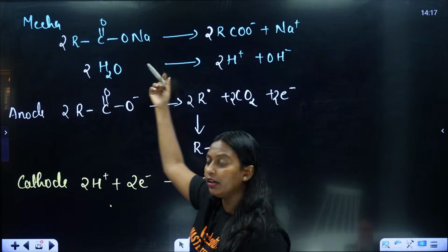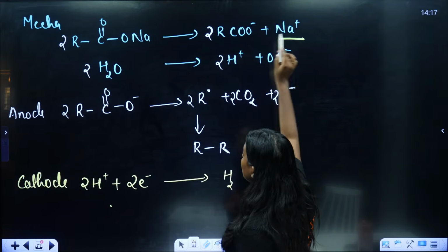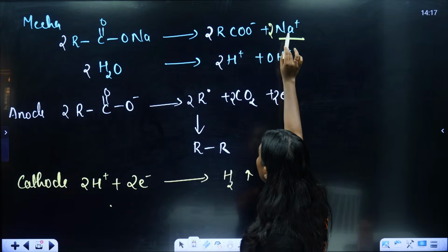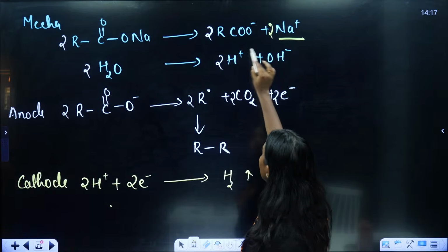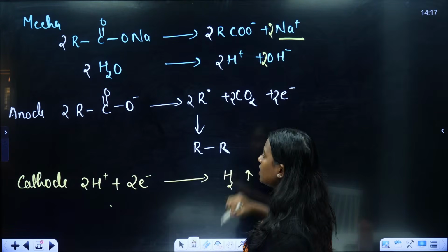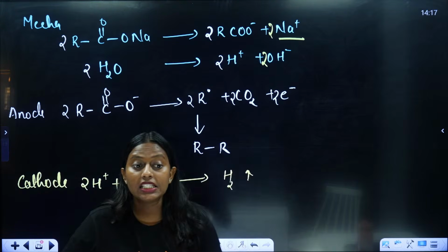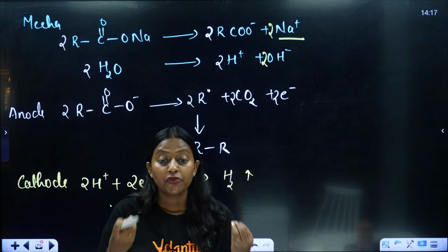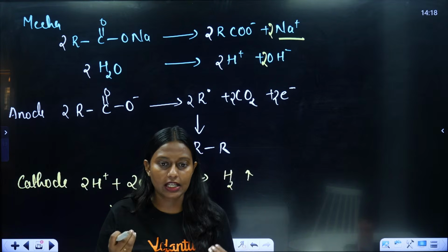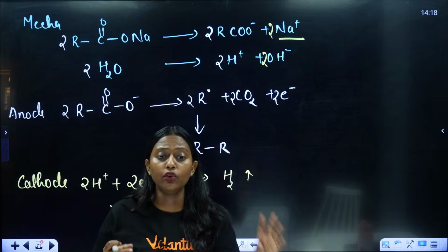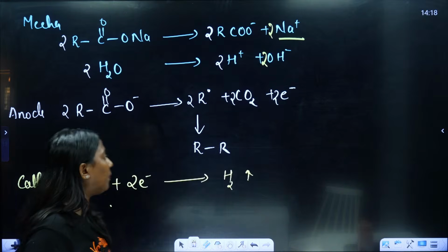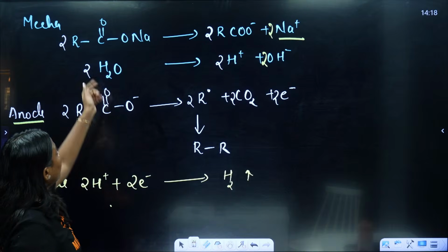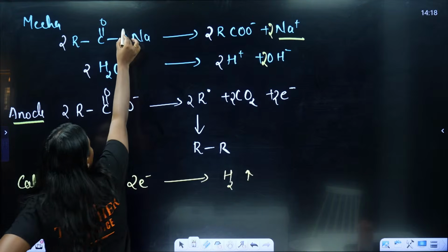Then what will happen? You will get 2 Na plus, 2H plus, 2OH minus. There are electrodes, anode and cathode, so it is an electrolysis process. In the anode, you get 2RCOO minus.